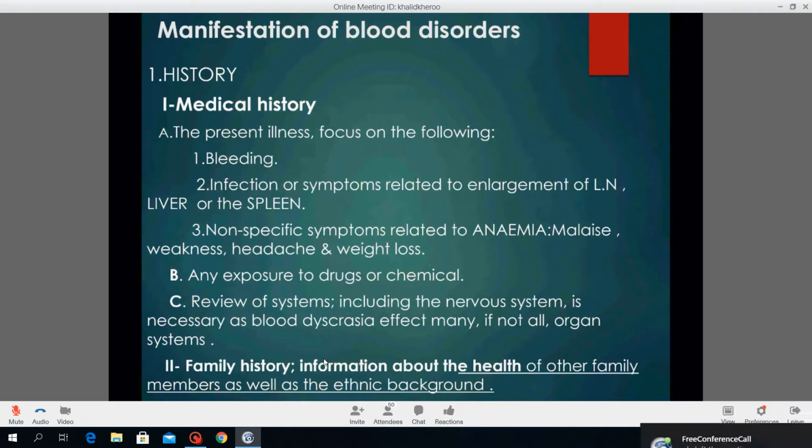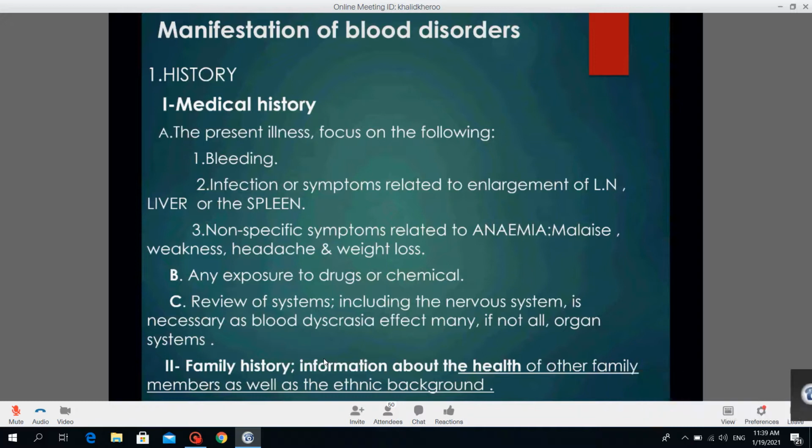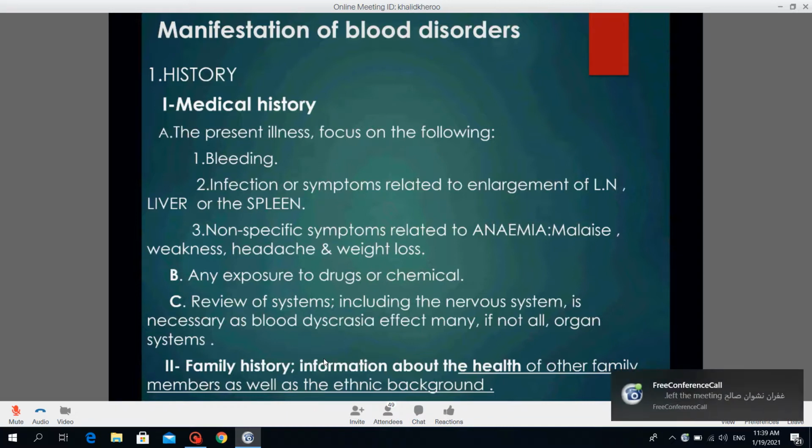For example, in the Mediterranean area, there is an increased incidence of hemoglobinopathies like thalassemia and sickle cell anemia. So these are important points to concentrate on in the history when you deal with patients presented with blood disorders.